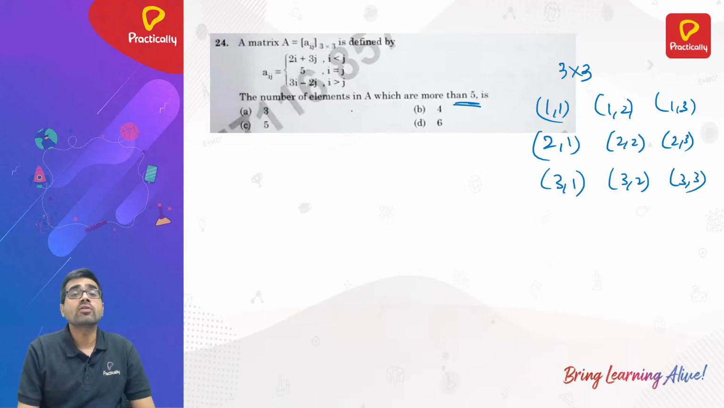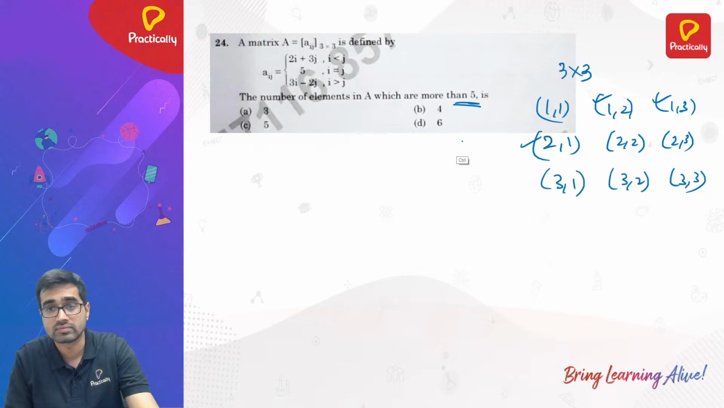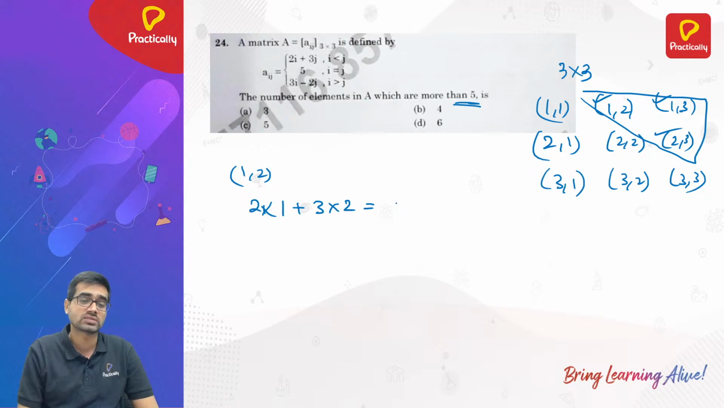Done. Now you are saying that 2i plus 3j, i should be less than j. So you should only pick those values where i is less than j. i is less than j. i is less than j. Oh no, sorry, you cannot pick this value. i is less than j. Only these three values can be taken. So now we know that for this 1,2, 2i will be 2 times 1 plus 3j will be 3 times 2. So this will give us 2 plus 6, 8. Then we will have which are more than 5. This is more than 5. This is included.